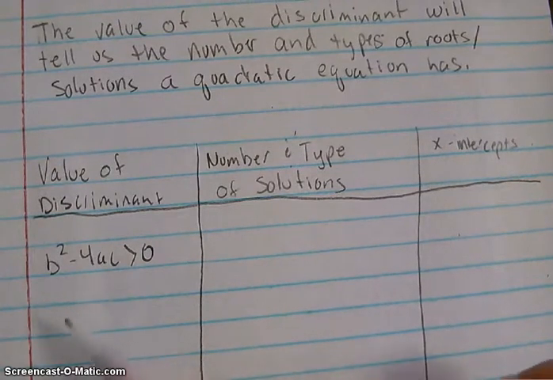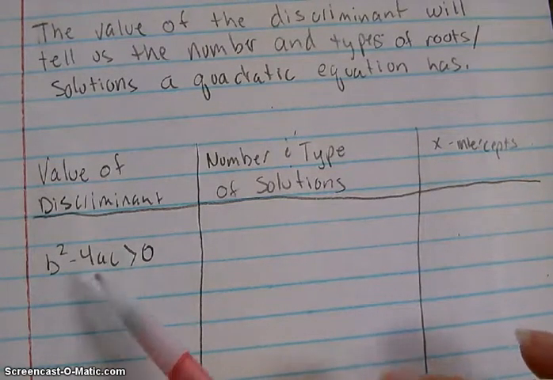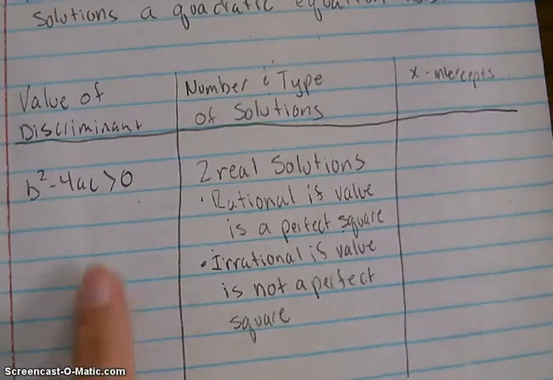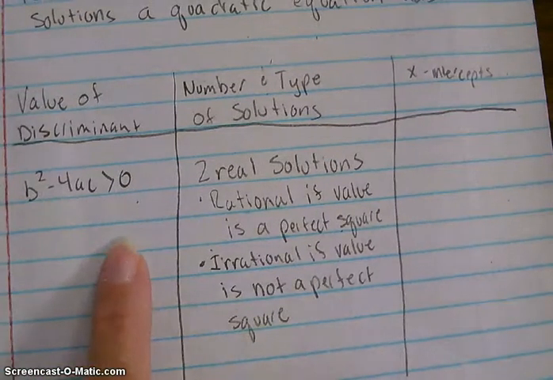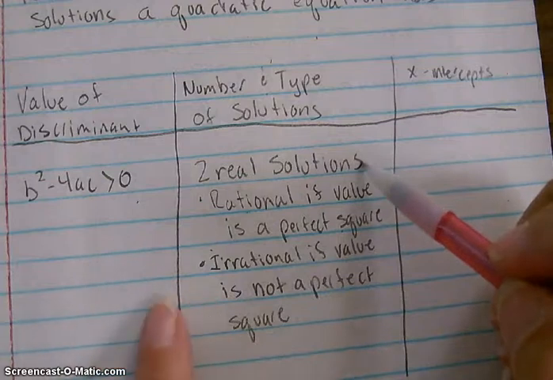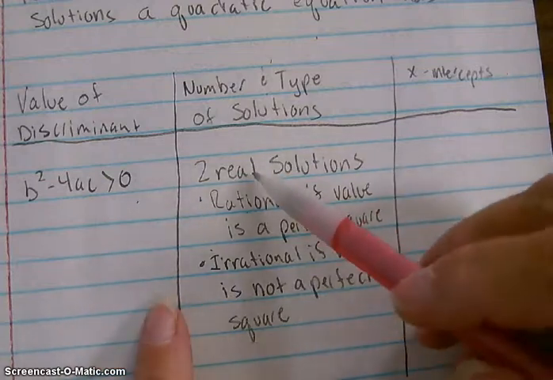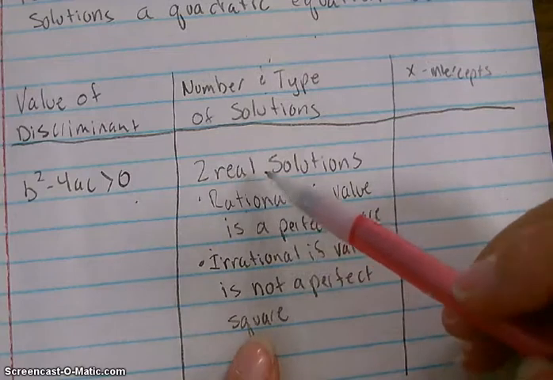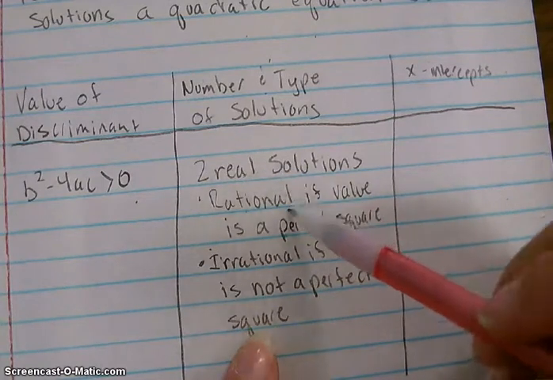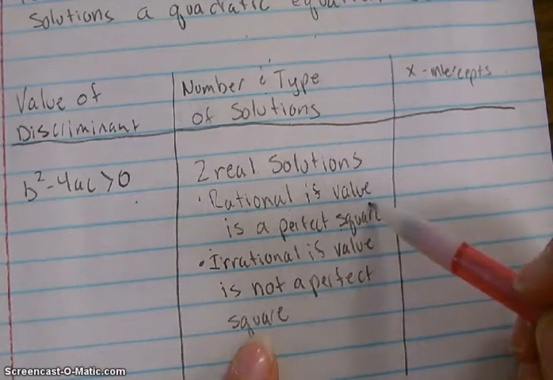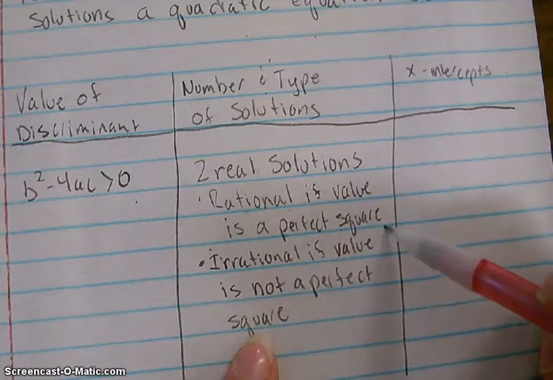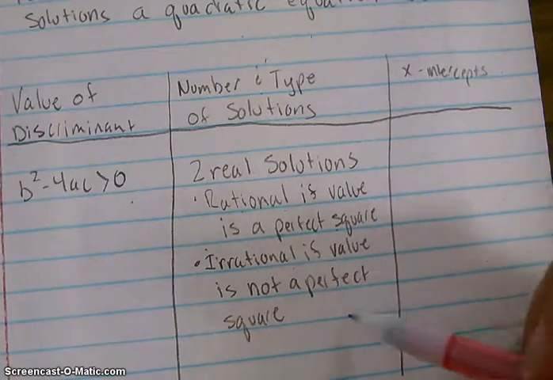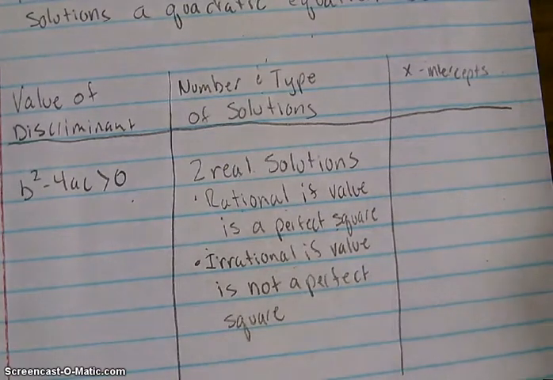The first value I'm going to look at is for when the discriminant is greater than 0. If the value of the discriminant is greater than 0, I'm going to have two real solutions. And we distinguish between real rational and real irrational. It will be real rational if the value of the discriminant is a perfect square, and it will be real irrational if the value is not a perfect square.